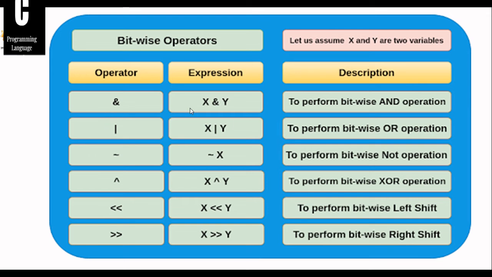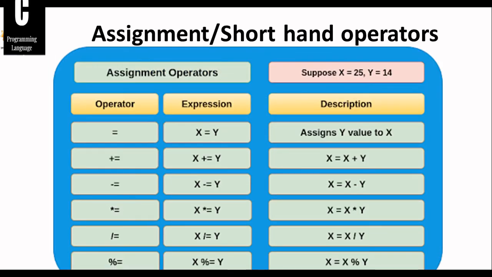The AND operator is used on x and y to perform the bitwise AND operation. These are all related to bitwise operators. This one performs the bitwise NOT operation. This performs a bitwise XOR operation. This sign is used to perform the bitwise left shift operation. This sign is used to perform a bitwise right shift operation. These are the different bitwise operators.